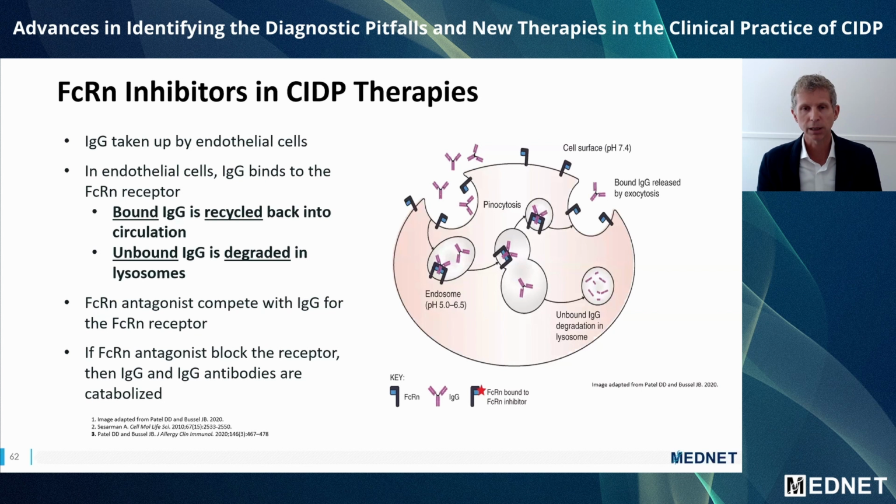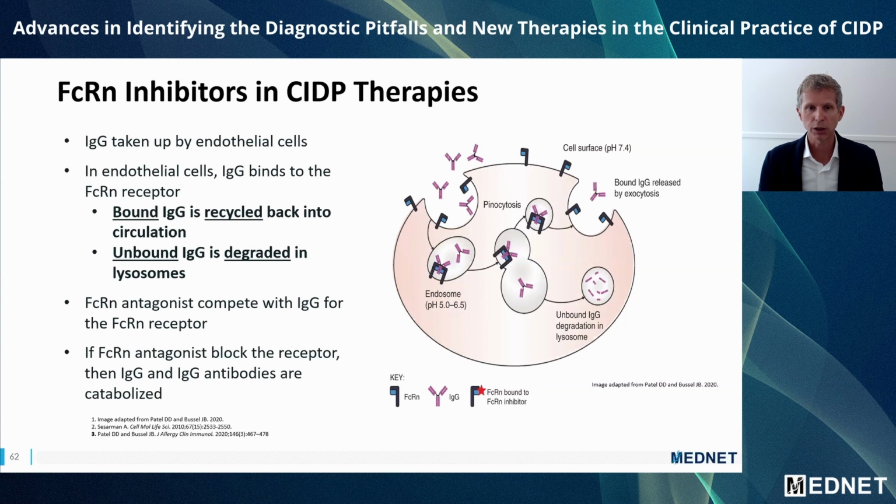Now, if you have a pathogenic IgG autoantibody, it's also going to take advantage of this FcRn receptor and try to compete with regular IgG in order to bind the receptor. And if it binds, then it is also put back out into circulation and continues to do whatever mischief it's trying to do. So an FcRn inhibitor has a very high affinity for the FcRn receptor.